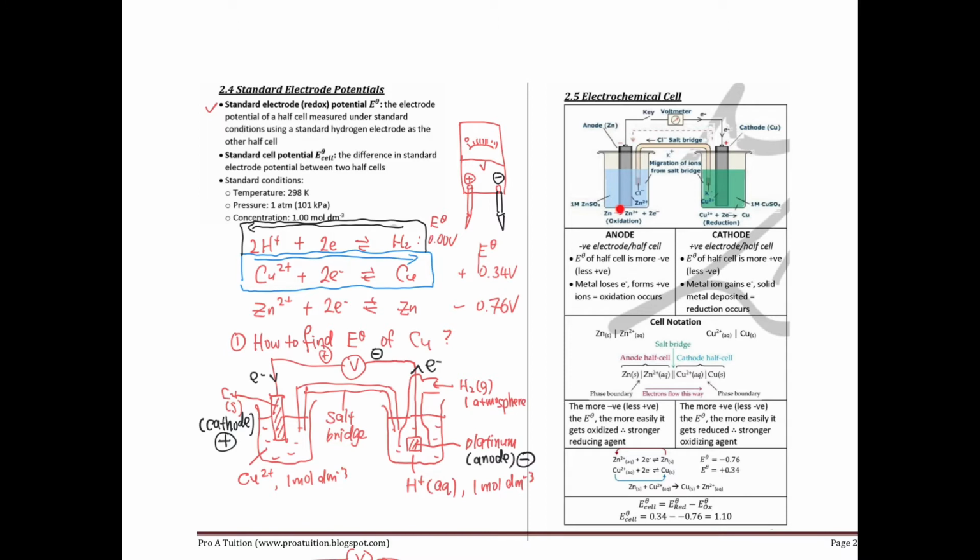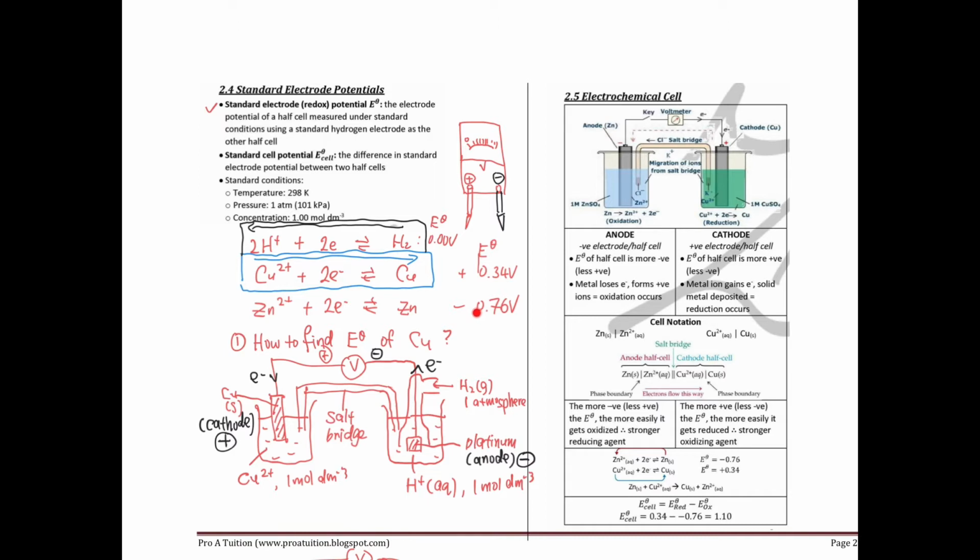Okay, so to know which one is reduced and which one is oxidized, let's say for example, I use the zinc and copper half cell to explain which one is reduction and which one is oxidation. You can see here, this is from the data booklet. The E theta is positive 0.34 for copper. For zinc, the E theta is minus 0.76.